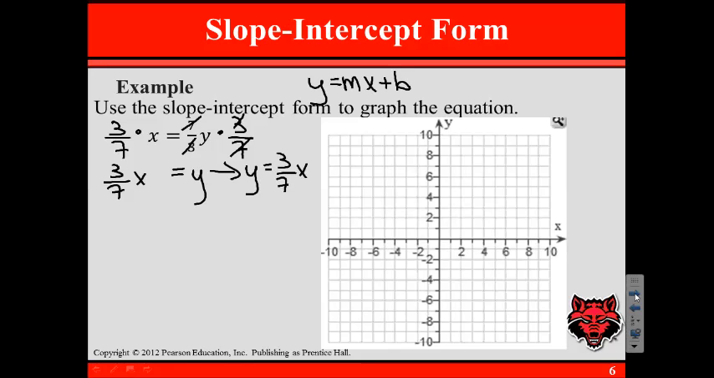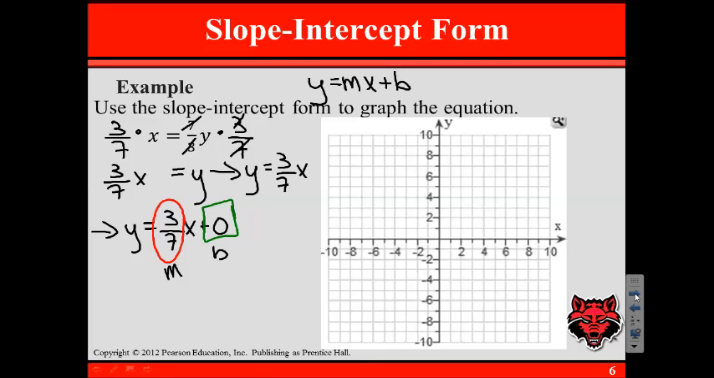But we're still not exactly in the form we want. We don't have a number trailing x to let us know what the y-intercept is. So remember, just like we did a few examples ago, we put our placeholder 0 in for b. So now we have an equation that looks exactly like the form we want it to look like, the slope-intercept form. 3 over 7 takes the place of m, so 3 over 7 is our slope. 0 takes the place of b, so 0 is our y-intercept.